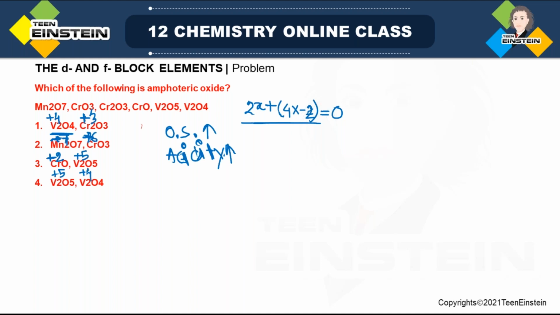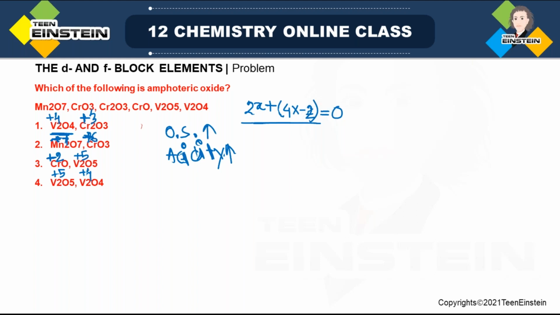Now if you look at option 2, both are having very high oxidation state, because +7 is the highest oxidation state of Mn, +6 is the highest oxidation state of chromium. So we can easily understand that option 2 cannot be the correct option, because it is carrying very high oxidation state. So both these will be acidic oxides.